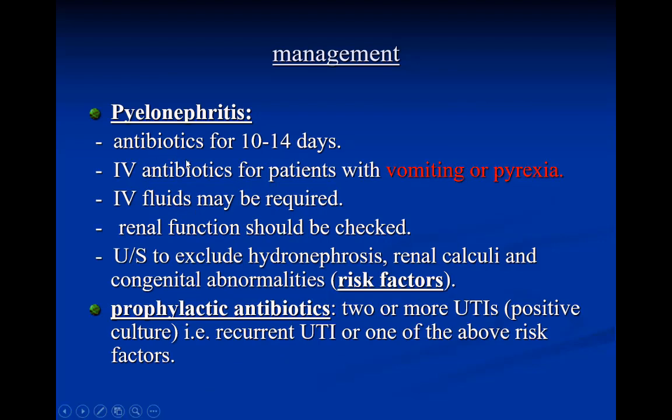Management of pyelonephritis: we give antibiotics for 10 to 14 days, as IV antibiotics for a patient with vomiting or pyrexia. IV fluid may be required. Renal function tests should be checked. Ultrasound to check for hydronephrosis, renal calculi, and congenital abnormalities as risk factors. Prophylactic antibiotics are given for 2 or more UTIs with positive culture, that is recurrent UTI, or one of the above risk factors.